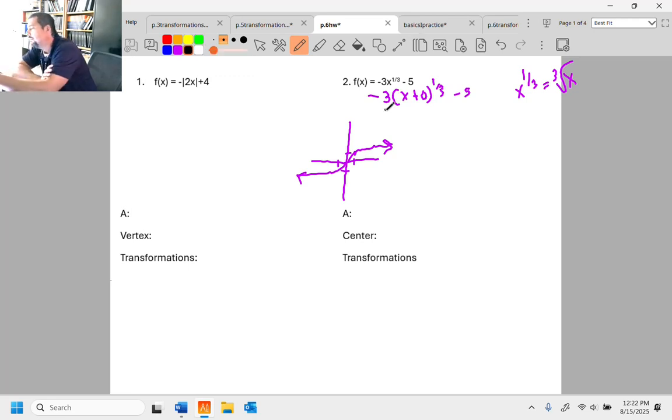So let's line up with our form a(x minus h) plus k. And from there I can get my center. The center is at 0, -5. The initial slope a is -3. So that's enough information to graph the kid.